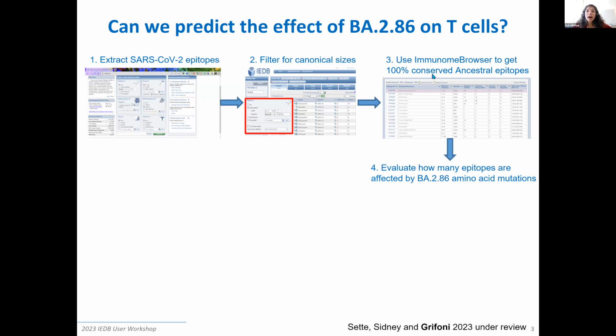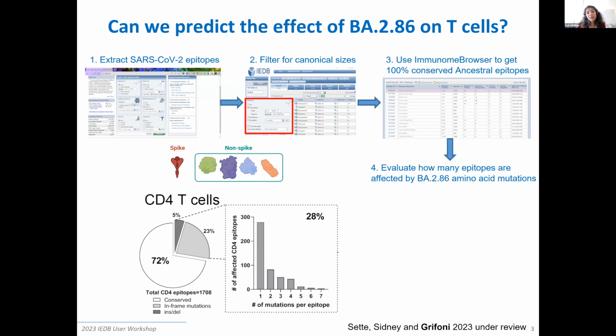And so adding this third step allowed us to arrive at a fairly defined list of SARS-CoV-2 epitopes, and then we start asking how many of these epitopes are affected by the BA.2.86 mutations. And so these are the results that we performed. The first question that we ask is, what is the fraction if we consider all the proteins of SARS-CoV-2.